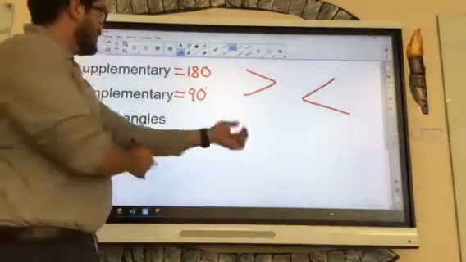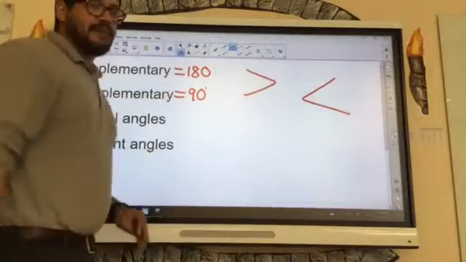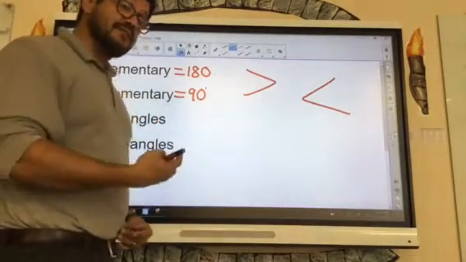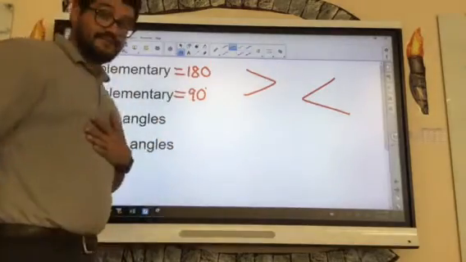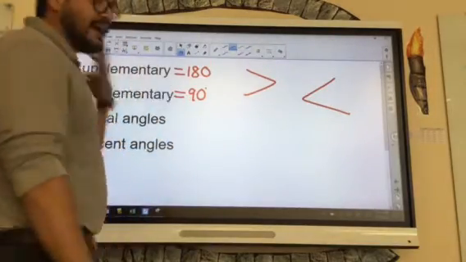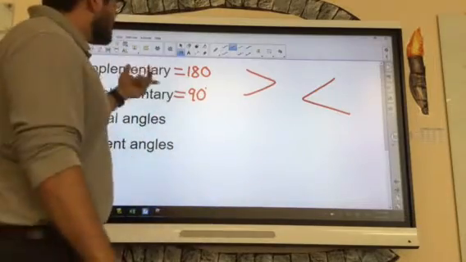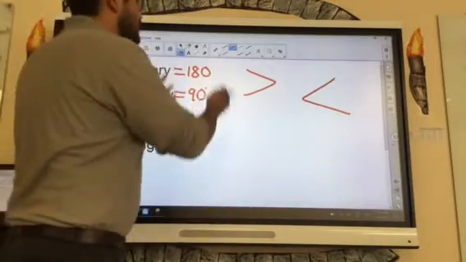They're so similar. Well, the saying that I use for complementary is, I compliment you because you are right. And a right angle is a 90-degree angle. Okay? So that's how I personally remember that complementary is always 90 and supplementary is 180. So let's give you an example here.